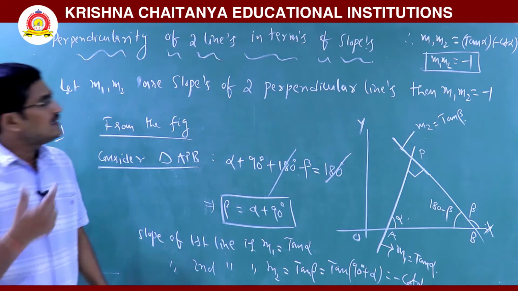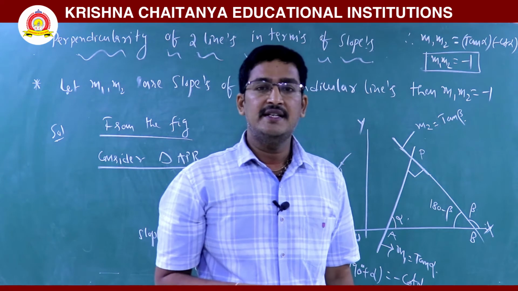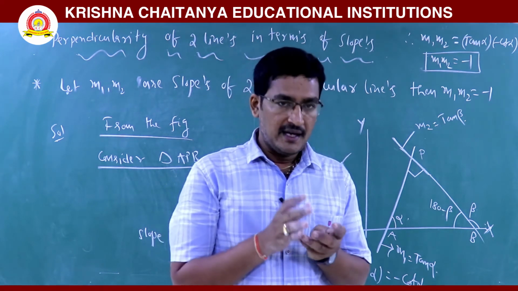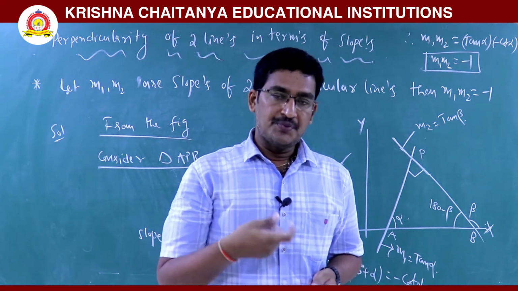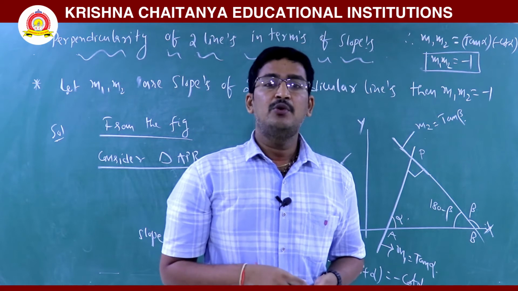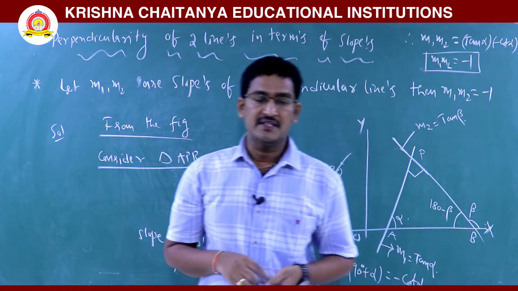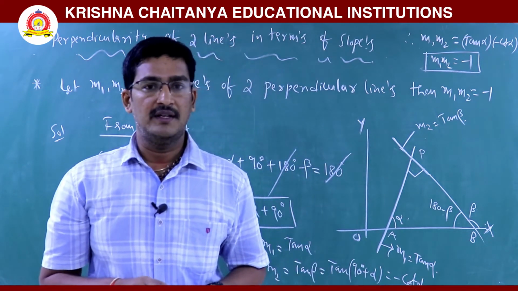Next, m1, m2 are the slopes of two perpendicular lines. Then the relation between m1 and m2 is m1 into m2 is equal to minus 1. So slopes of the parallel lines should be equal. So that is something about parallelism of the straight line and perpendicularity of two straight lines. You have to remember that one.